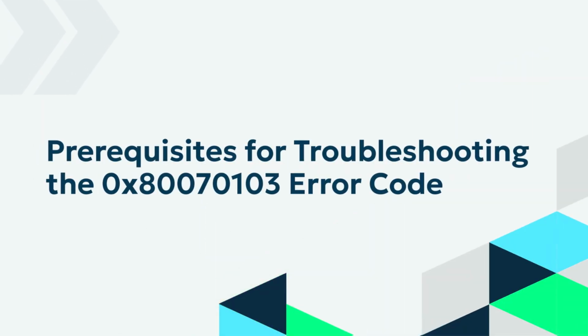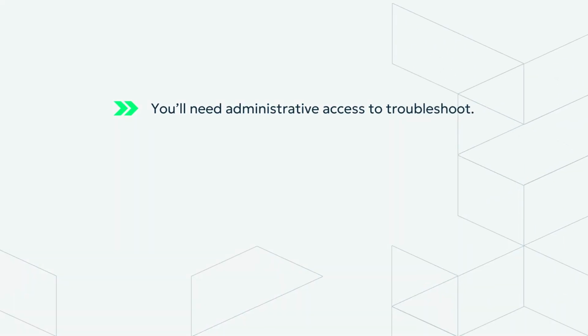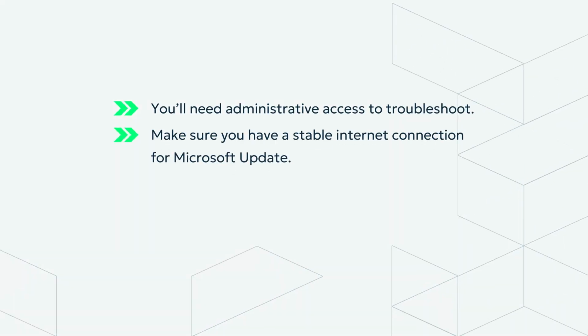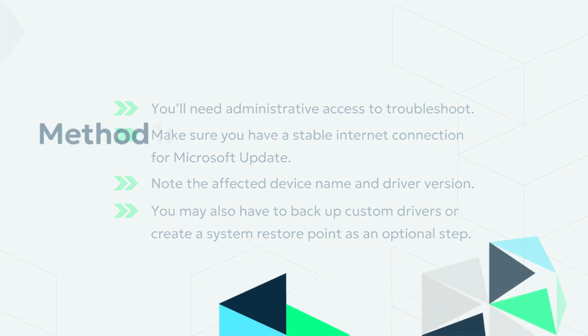Prerequisites for troubleshooting the 0x80070103 error code. Before we dive in, keep these system and access requirements in mind. You'll need administrative access to troubleshoot. Make sure you have a stable internet connection for Microsoft Update. Note the affected device name and driver version. You may also have to back up custom drivers or create a system restore point as an optional step. And a quick reminder, the Group Policy Editor is only available in Windows 11 Pro, Enterprise, and Education editions.